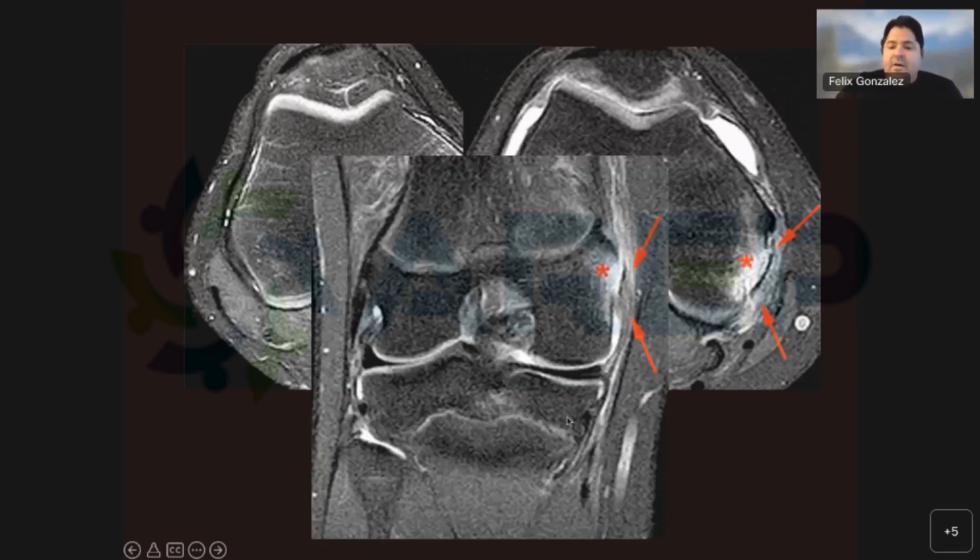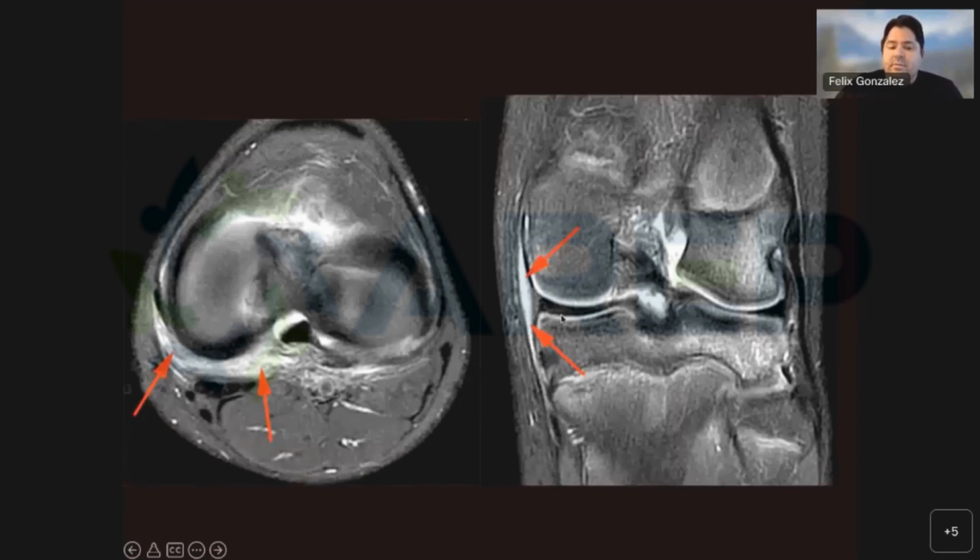So now on the coronal plane, we can see how the MCL is partially torn. This is a grade 2 sprain with a contusion injury in the adjacent bone. So here, this is a more extensive injury. Right now, you have those ligaments completely torn, basically the OPL and the POL.